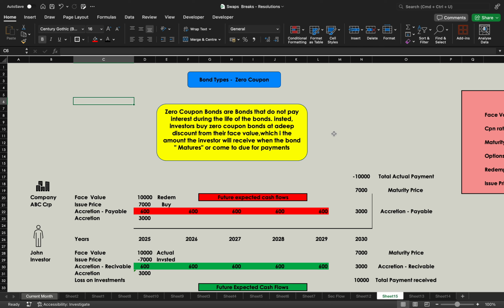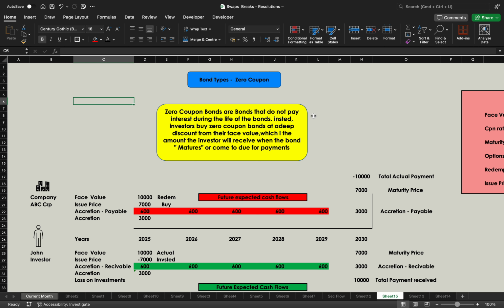Hello guys, we'll discuss the bond types, but in this particular session I would like to discuss zero coupon bonds. I have prepared something to help you understand how zero coupon bonds work in your system, or I would say in practicality, how these bonds actually work. So let's discuss that in detail.